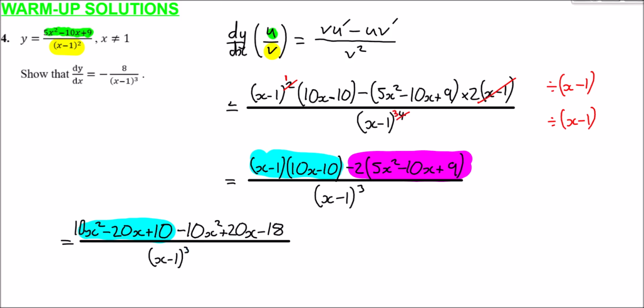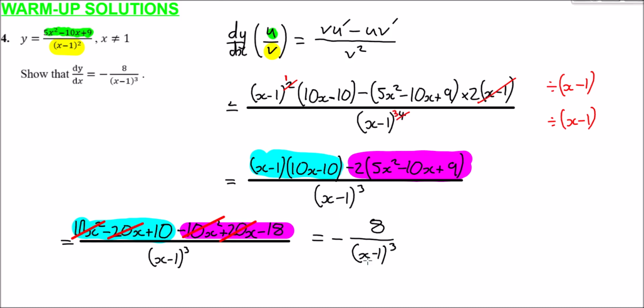So next, we just need to simplify. So we've got here 10x squared, that'll cancel with a minus 10x squared. This minus 20x will cancel with a plus 20x, so we're going to end up on the top with just 10 minus 18, which gives minus 8. And so that's exactly what we wanted. So we've got minus 8 all over x minus 1 cubed.